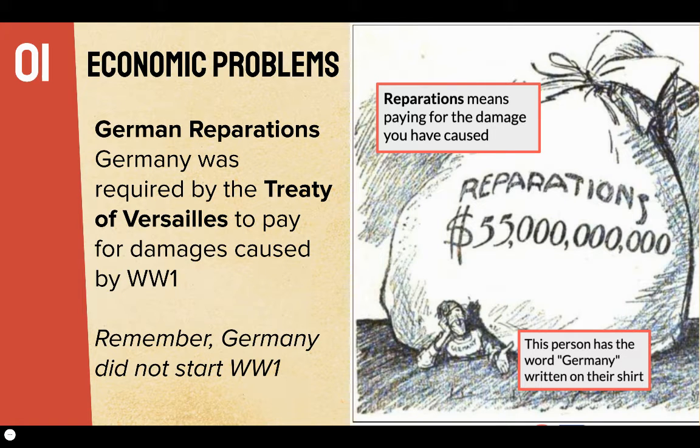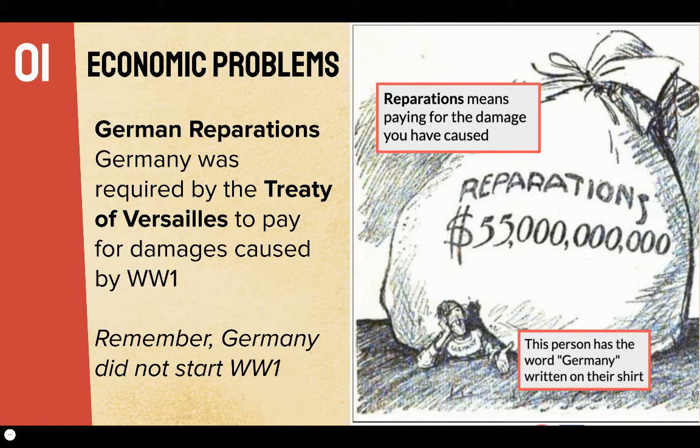Also, economic problems are going on in Germany. So we talked about this political cartoon in class. We have Germany here represented by this guy who's being squished, who's being literally crushed by a bag of money that says reparations, like $55 billion. And reparations, of course, means when you would have to pay for damages caused. This leads us to a problem in Germany where the country of Germany is being required by the Treaty of Versailles, the treaty that ends World War I, to pay for the damages caused by that war.